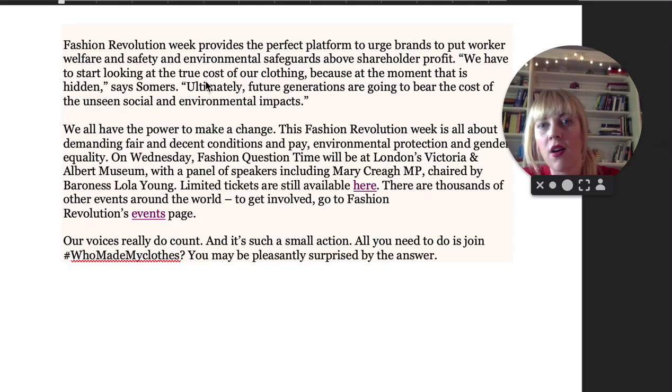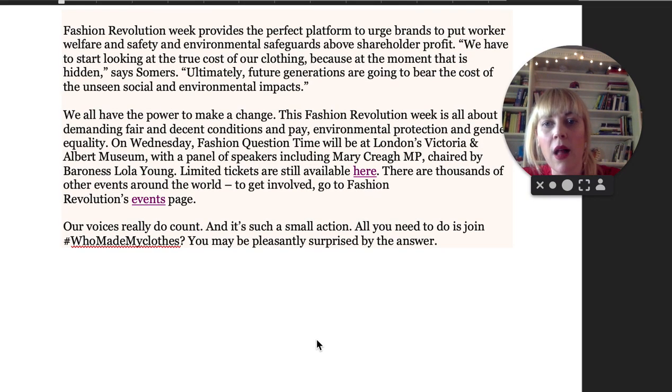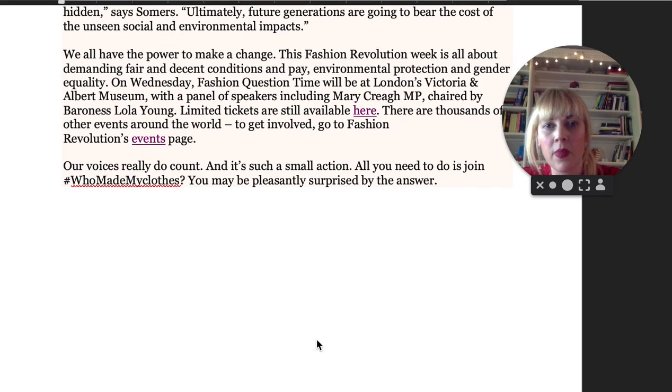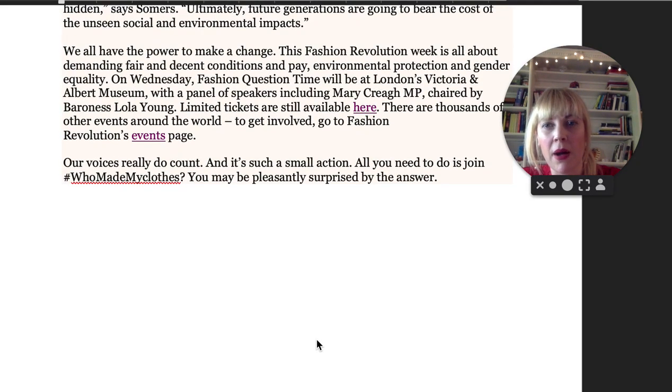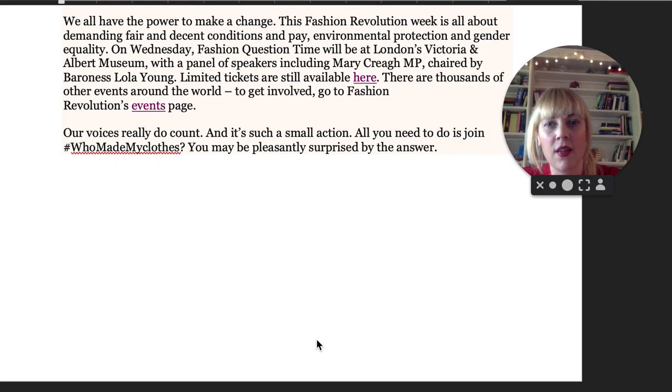We have to start looking at the true cost of our clothing, because at the moment that is hidden, says Summers. Ultimately, future generations are going to bear the cost of the unseen social and environmental impacts. We all have the power to make a change. This Fashion Revolution Week is all about demanding fair and decent conditions and pay, environmental protection and gender equality.